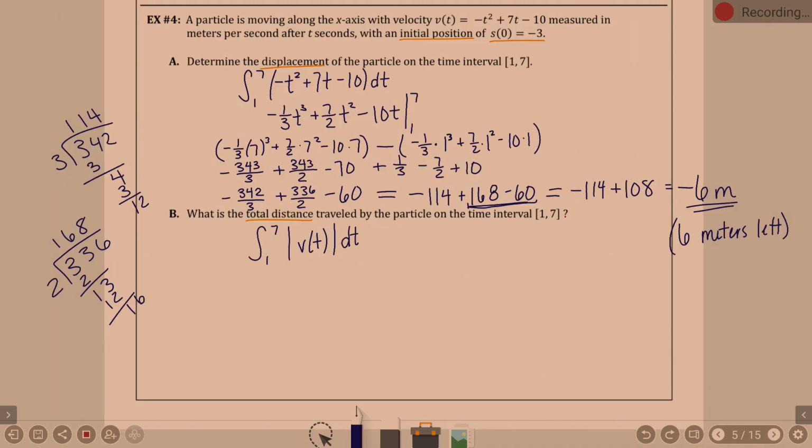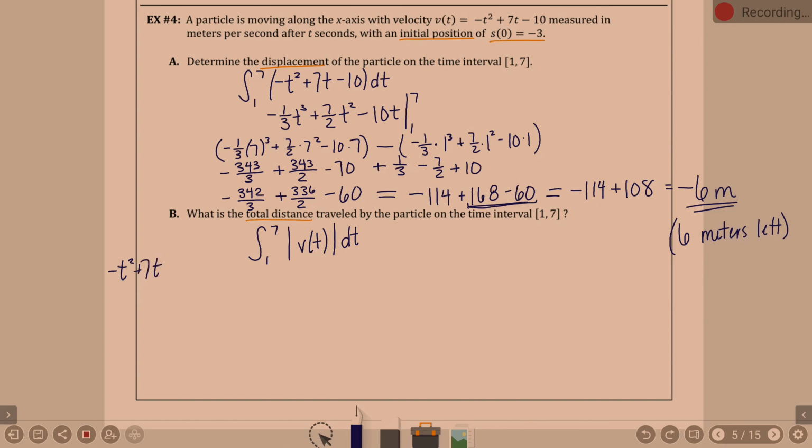So let's see. I'm going to get rid of my division. It's in my way right now. But I want us to consider negative t squared plus 7t minus 10. Think graph with me. Can we agree with Mario? Upside down parabola. Negative t squared, upside down parabola. Now, where's that parabola going to cross the x-axis? Whatever the zeros are. So let's find the zeros.